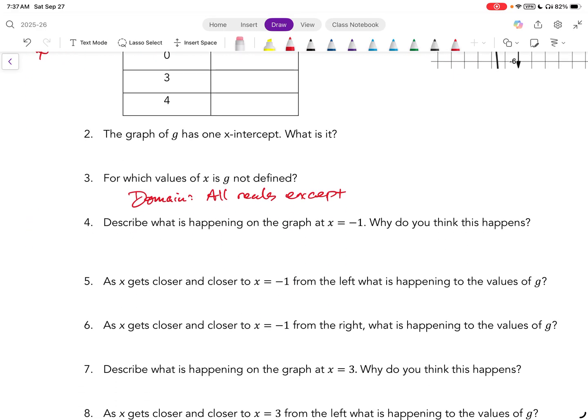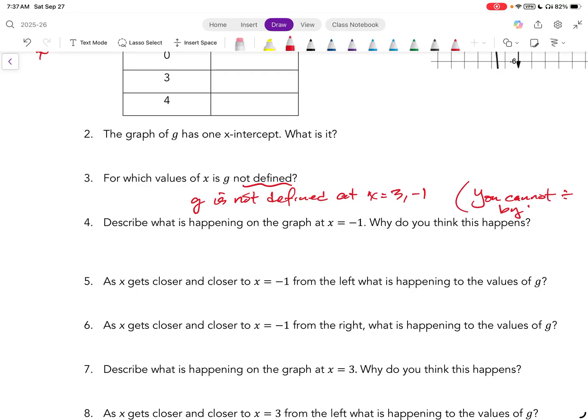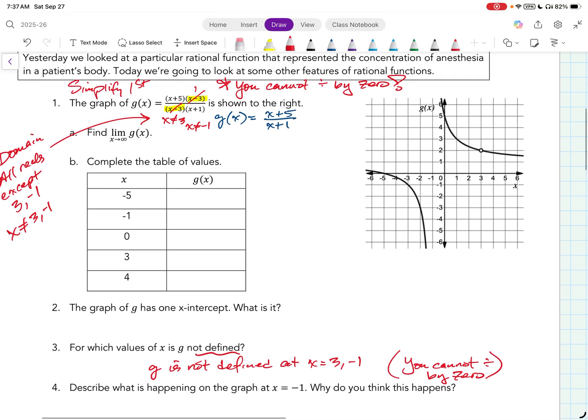So actually, I just wrote that down up top, so I'm just going to say the answer here. So what values is it not defined? Well, g is not defined at x equals 3 and negative 1, because you cannot divide by 0. Okay, it's undefined. Okay, so we answered number 3 here, and we simplified the function.